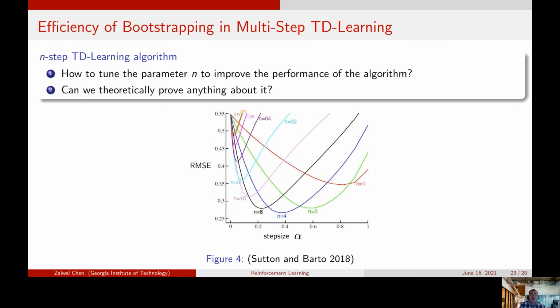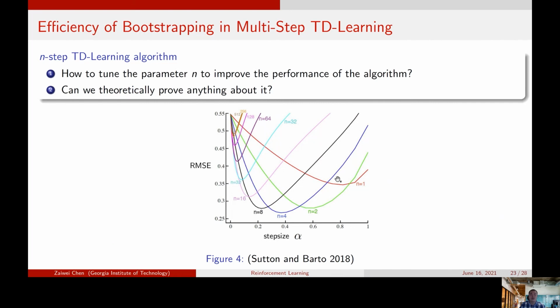In n-step TD, there is always a question about how to tune the parameter n to improve the performance of the algorithm. Here I present a graph from the classical textbook Sutton and Barto 2018. This is the root mean square error as a function of the step size and the choice of n. To see the impact of n, let's fix a step size. For example, let's look at when the step size is equal to 0.4. In this case, n equal to 4 has the best performance. Then it's probably n equal to 2, then n equal to 8, and then n equal to 1. So we see that usually a large n does not give the best performance, a small n does not give the best performance, and an intermediate value of n usually gives the best performance.